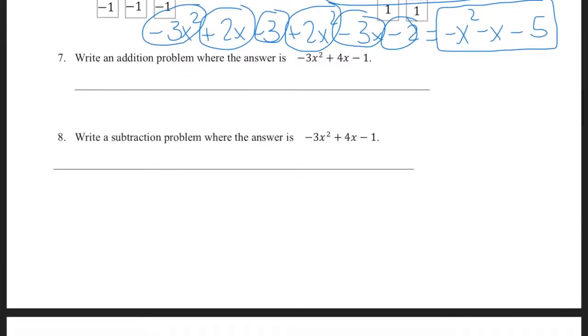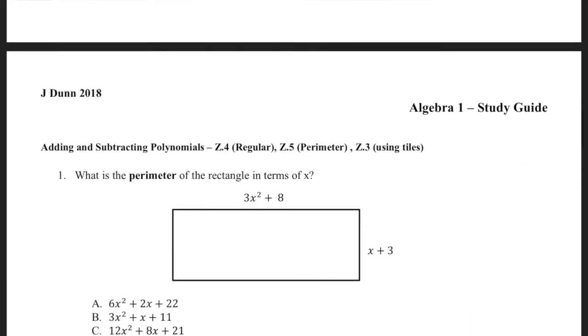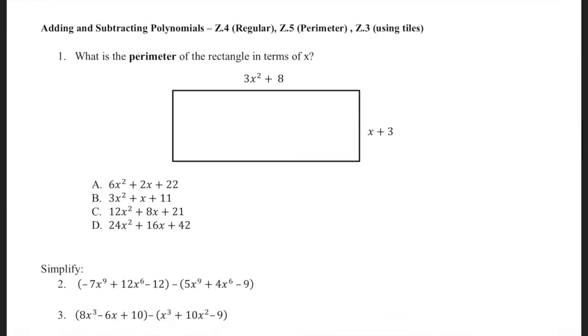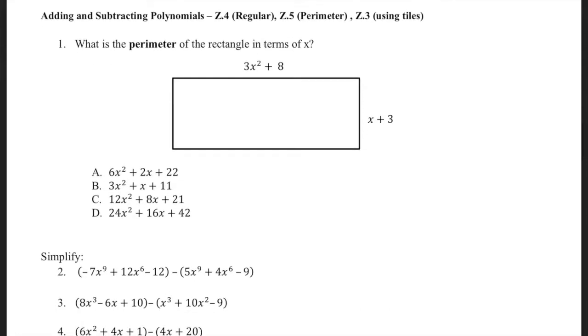Let's go down to number 7 and 8. Write an addition problem where the answer is, write a subtraction problem where the answer is. There are so many possible ways to do that. I'm not going to bother with that right now. Let's go to our perimeter and area problems. Okay. What is the perimeter of the rectangle in terms of x? So first of all, what does perimeter mean? The distance around. So it's all 4 sides.